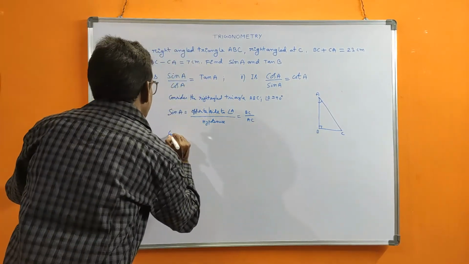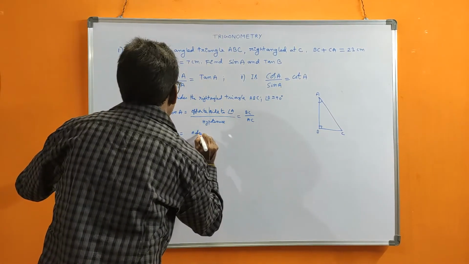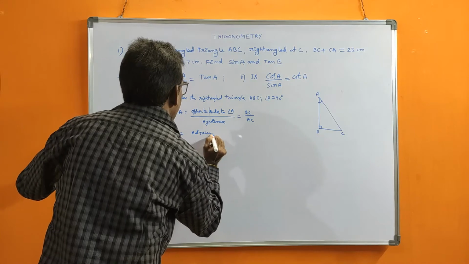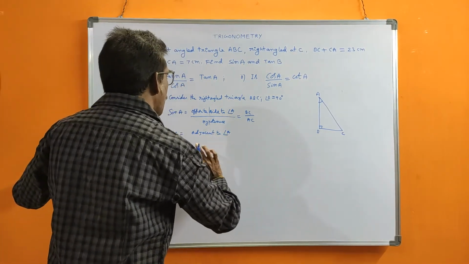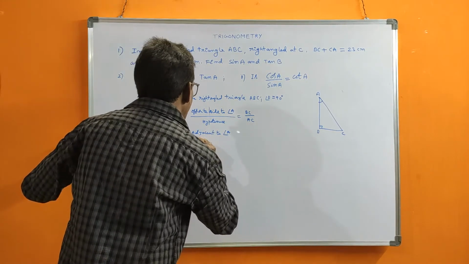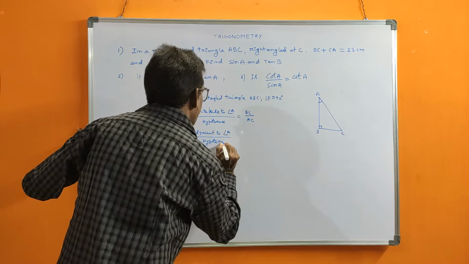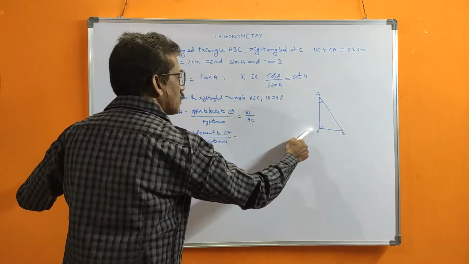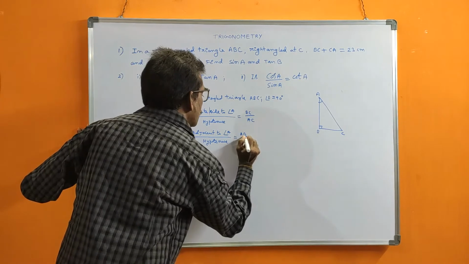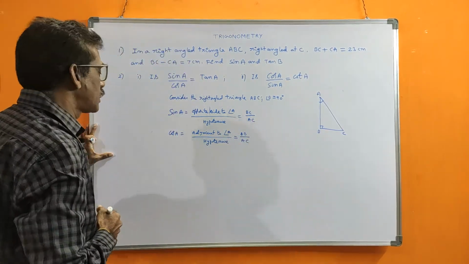Then cos A. Cos A means adjacent side to angle A by hypotenuse. Right, from A only. Adjacent side is AB, by hypotenuse AC. Values you don't know, leave off.